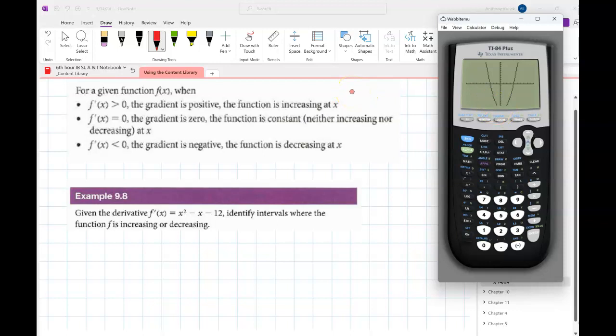So, yes. Even if it's going down from left to right, it's still increasing above. So let's be clear here. What you're looking at is the graph of f prime. When f prime is positive, f is increasing. We don't know what f looks like other than what we can interpret from the graph of its derivative.